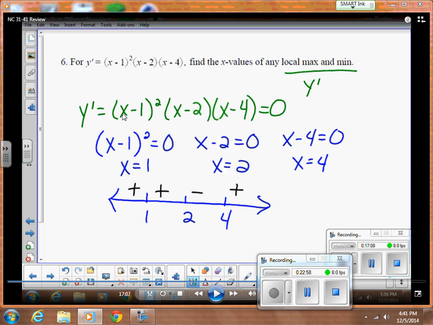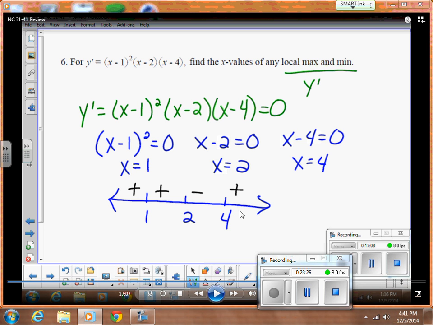So if I pick a 0 in here, negative 1 squared, this will give me negative 2, this will give me negative 4, so this term right here is always going to be positive. So this would be a negative times a negative, it's positive. A number greater than 1, like 1.5. Again, this is always going to be positive, negative, negative, positive. A number greater than 2, like 3. If I plug in a 3, 3 minus 2 is positive, 3 minus 4 is negative, negative times a positive, negative.